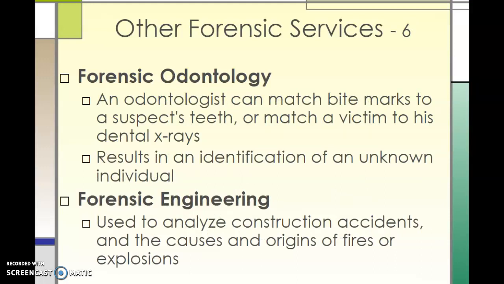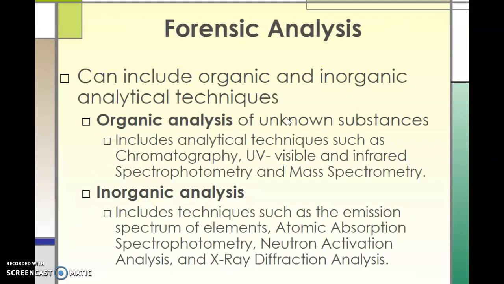Then we have forensic odontology. So these are like dentists, but they work with matching bite marks to suspects' teeth. Forensic engineering is used to analyze construction accidents or causes of fires. Basically, like a building falling down or that kind of thing. And then organic analysis is going to include things like chromatography, which we will actually do. And here, UV visible or spectrometry, mass spectrometry, that we won't be able to do because we don't have the cool machines to do it.